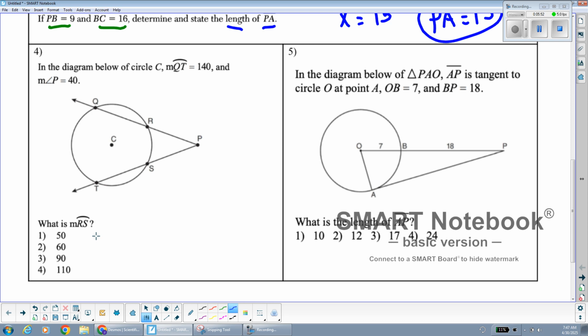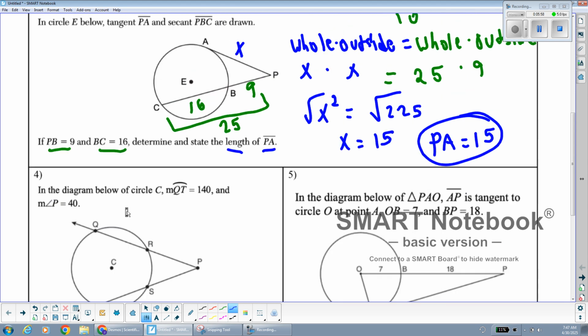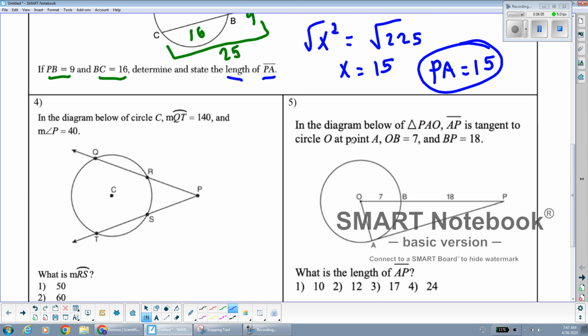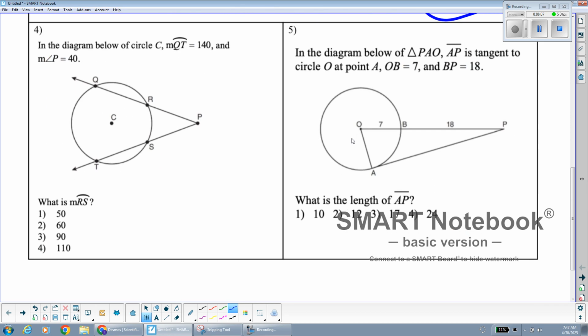Since this is dealing with arcs and angles rather than segment lengths, we're going to be using a different theorem than we used here. This was the theorem for outside segment lengths. So over here, let me mark my diagram and then I'll write down the theorem that we're going to be using. So arc QT is 140.